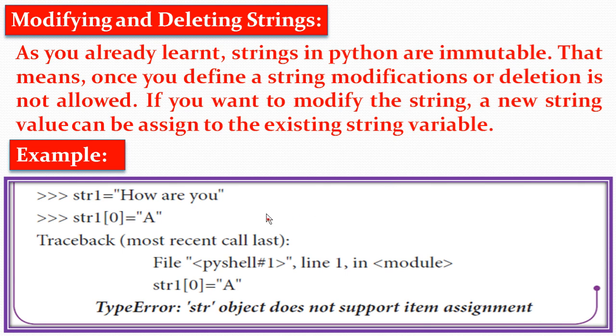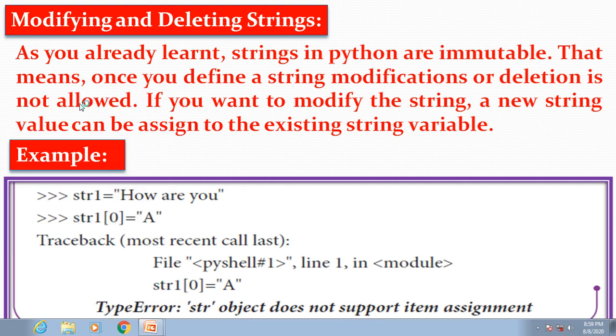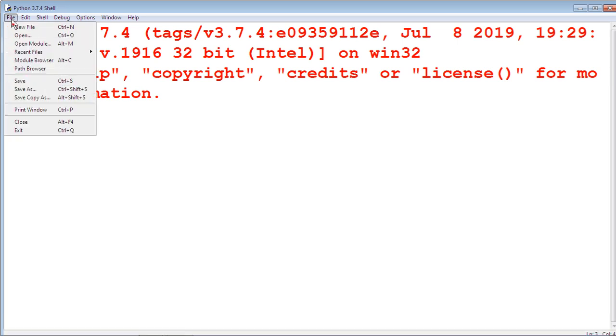Then how to delete a string or modify the string? We can change the entire string. We should change the entire string. But in C++, this modification is possible. A single character modification is possible. Here we cannot modify a single character, but we can modify the entire string value. Here, this example is illustrated by the IDLE window.